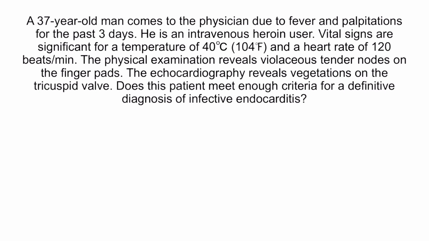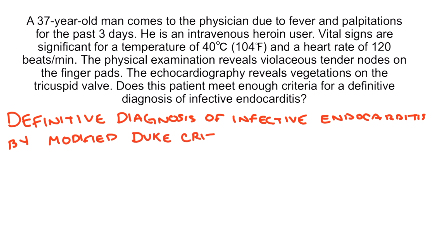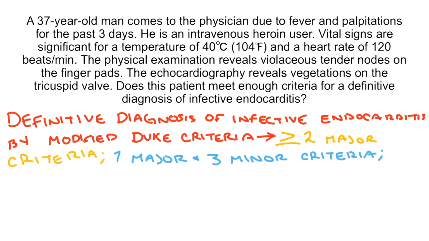This question is about the patient with suspected infective endocarditis. The question asks if he meets enough criteria for definitive diagnosis of infective endocarditis. Let's recall that in order to definitively diagnose endocarditis, the patient should meet at least 2 major criteria, 1 major and 3 minor criteria, or 5 minor criteria.